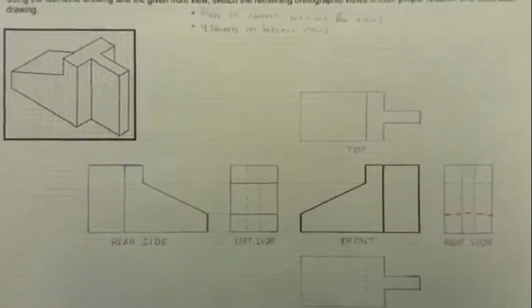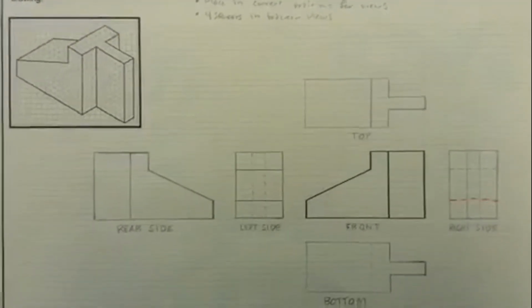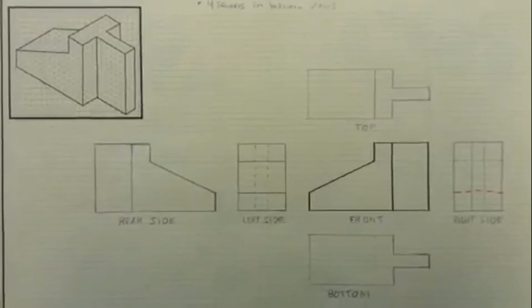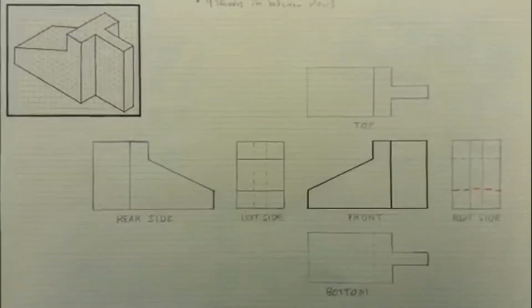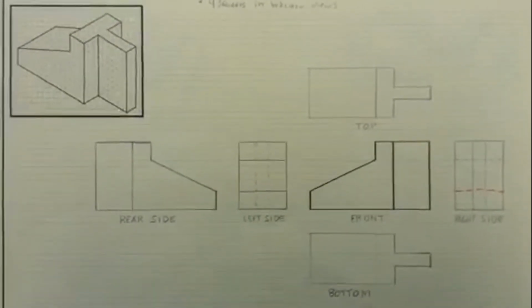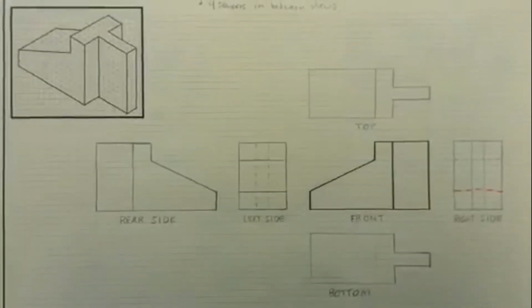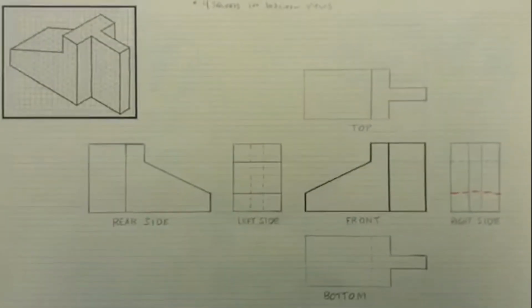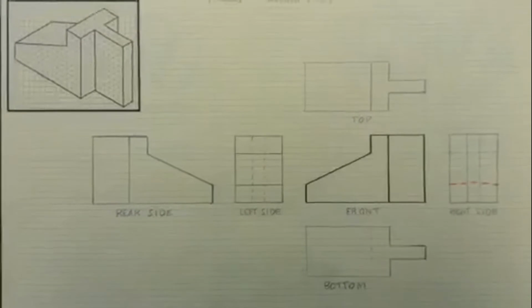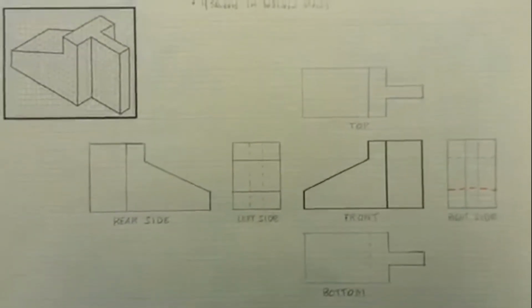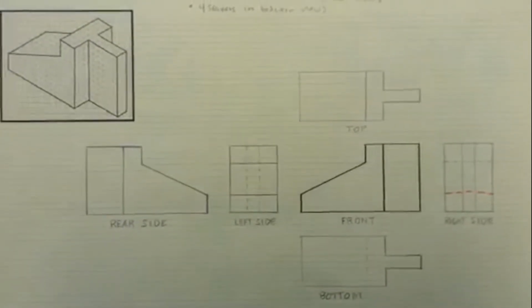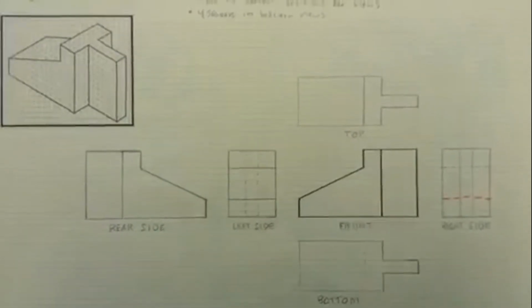All right, so we're back for the second portion of the orthographic views video. Right now I'm showing you an assignment that was given to us in college for orthographic view and cube theory. So you'll notice that the object is in the upper left-hand corner, and then you have the top, front, bottom, right side, left side, and rear side views.